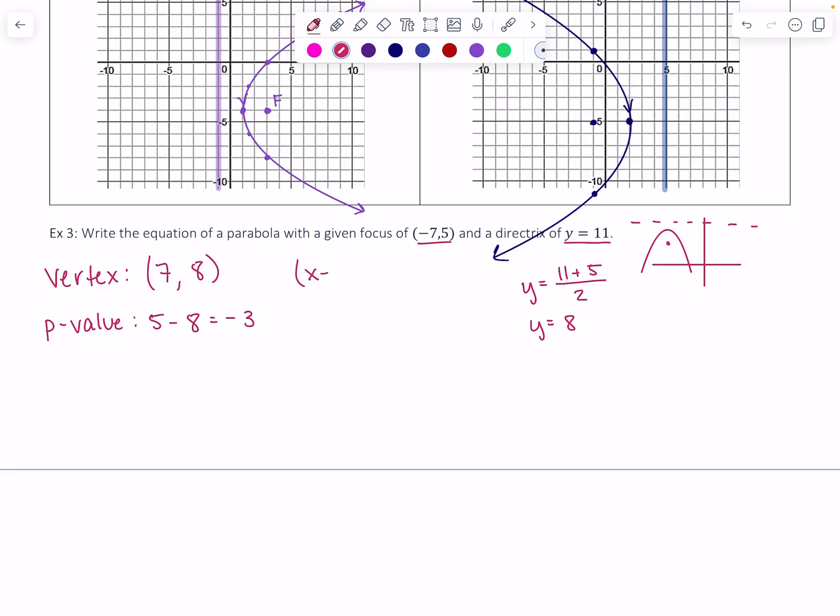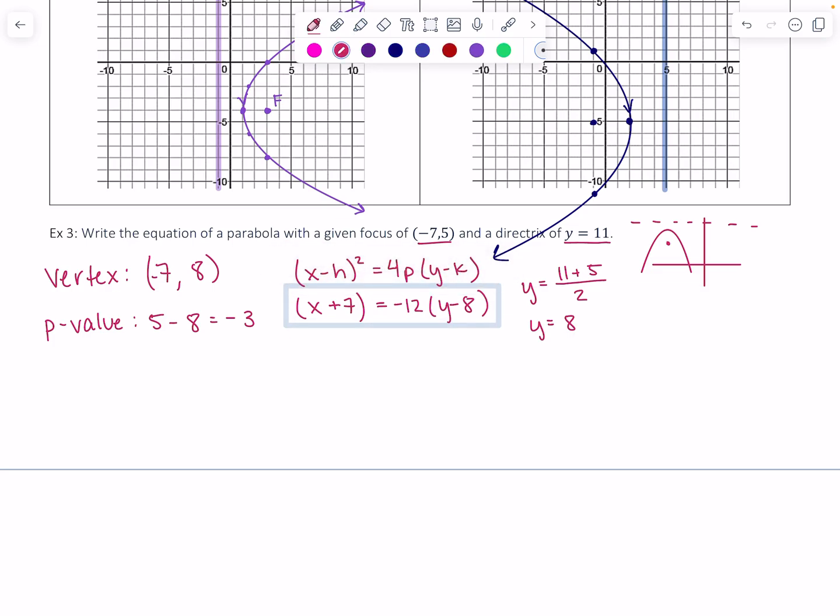We know that it's going to be x minus h squared is equal to 4p times y minus k. So we have x plus 7 squared is equal to 4 times -3, -12 times y minus 8. And there is our equation. You can just leave it in this form. That's the standard form that we're going to be using for our parabolas.